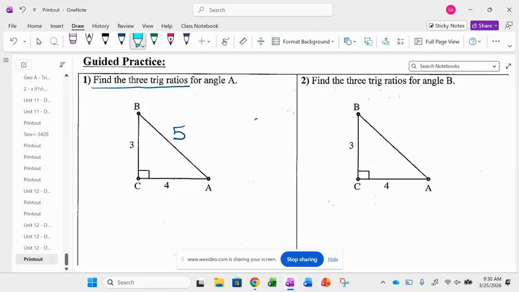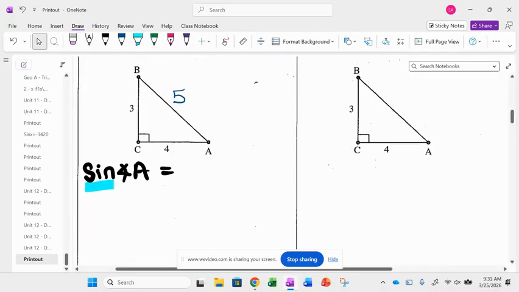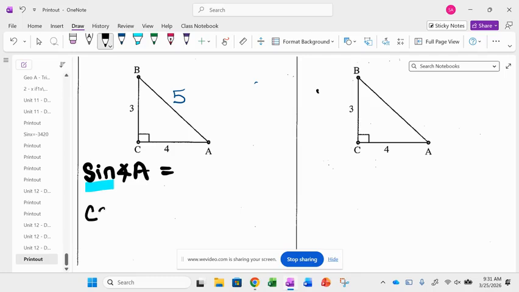A. How do I know that they want me to use angle A? Because it says for angle A. So what does that mean? That means I need the sine of angle A. Oh, also guys, just so you know, to shortcut sine, it's just SIN. So I need the sine of angle A. I need the cosine of angle A. To shortcut cosine, it's COS. And I need the tangent of angle A. To shortcut tangent, it's just TAN.